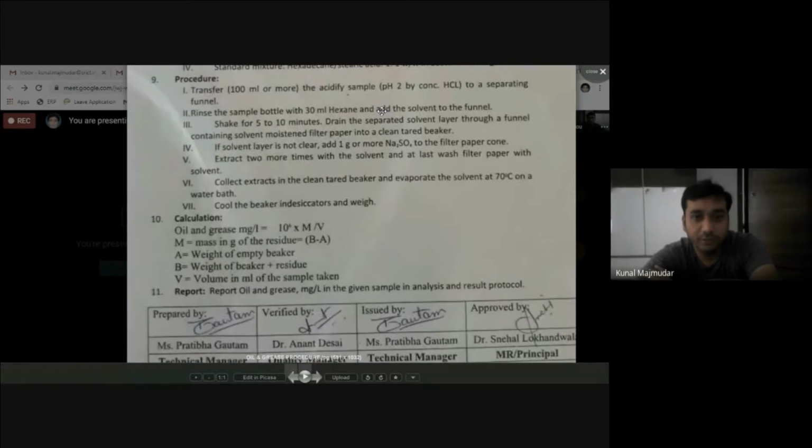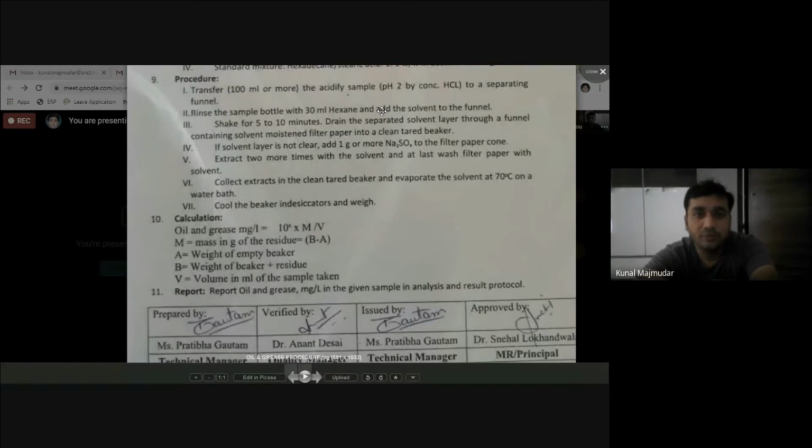Shake for 5 to 10 minutes. Drain the separated solvent layer through a funnel containing solvent-moistened filter paper into a clean tared beaker. If the solvent layer is not clear, add 1 gram or more of Na2SO4 to the filter paper cone. You only have to add Na2SO4 when the solvent layer is not clear, as it contains a maximum amount of impurities.